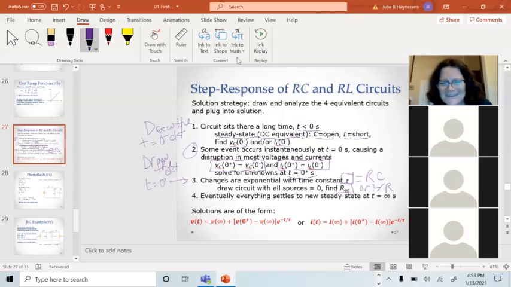We will go through a couple of examples after this. The next thing that happens is you get to time t equals infinity, everything's settled out. You need to find VC of infinity, or you need to find the current through the inductor at infinity, one or the other.